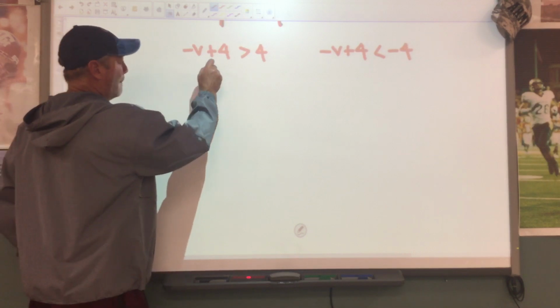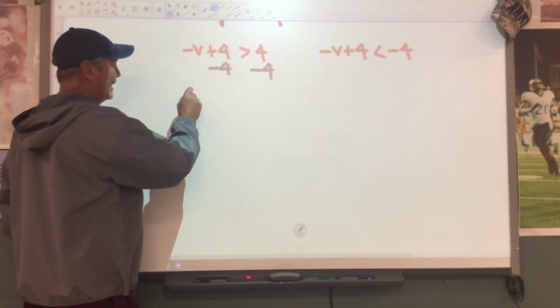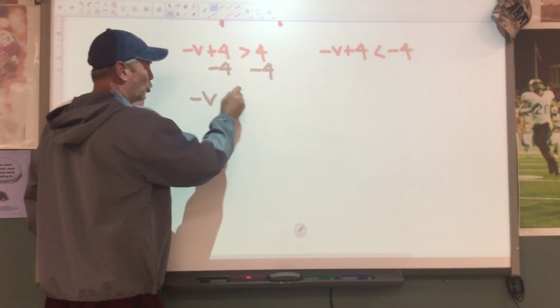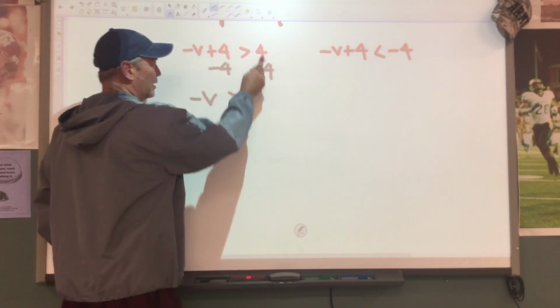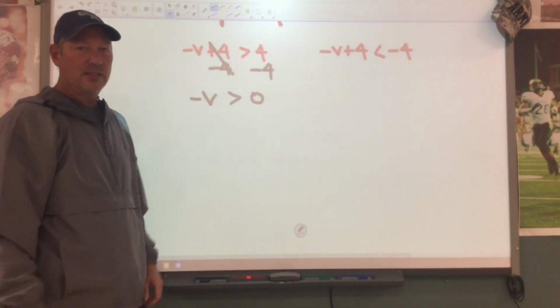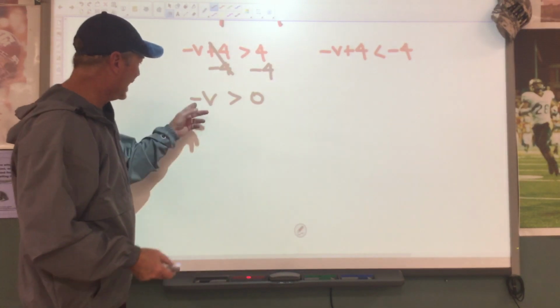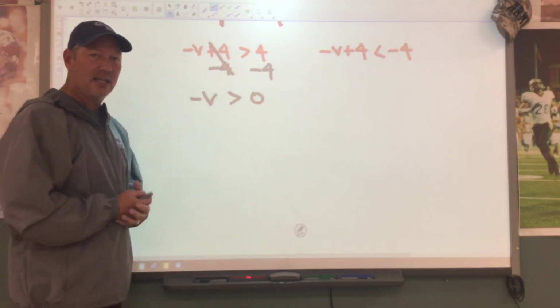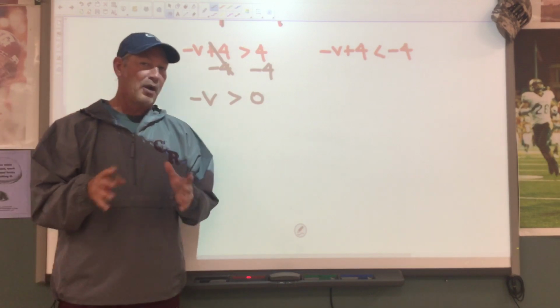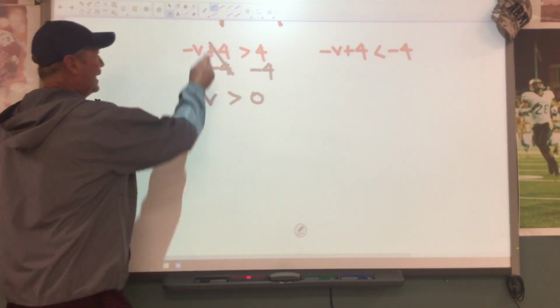So now we're going to go minus 4, minus 4. I get negative v is greater than 0, because this is going to cancel, but that's going to give me a 0. Okay, 0 is actually a number. You just can't stop and say no solution. But can I leave this negative in front? This is a very tricky situation, and that's why we picked this problem. I can't leave this.